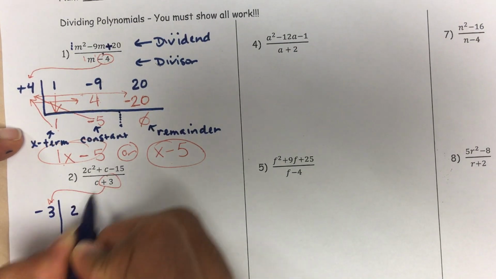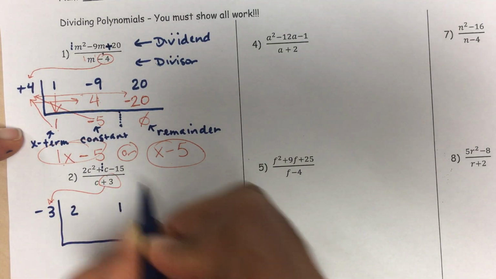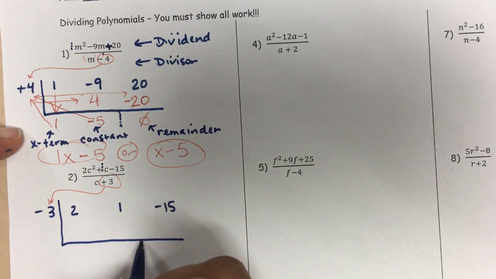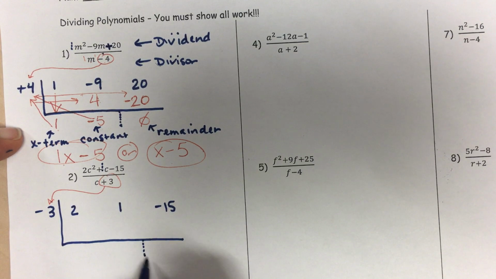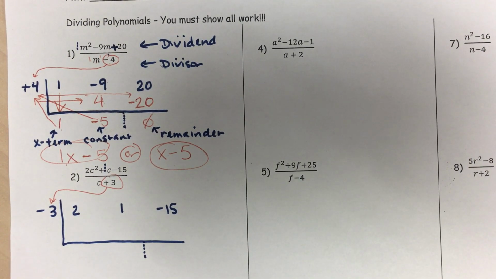So that's a 2. It's a 1c. So I'm going to put a 1. And that's negative 15. Then I'm going to drop my perpendicular down here so I can wall off my remainder and not get that confused for part of my answer. All right? Well, not get that confused for part of my polynomial anyway. Okay, ready? Let's do this.